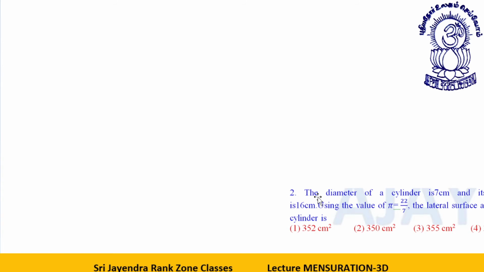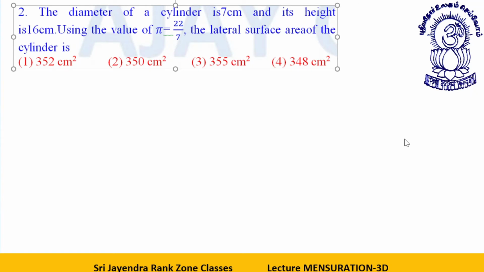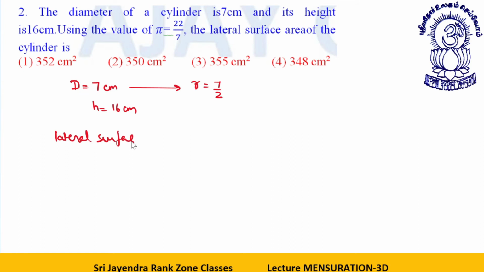The diameter of a cylinder is 7 centimeter. This D is equal to 7 centimeter, or I can say R is equal to 7 by 2, and its height is 16 centimeter. Using the value of pi as 22 by 7, the lateral surface area of the cylinder is, lateral surface area means curved surface area. This is what curved surface area. This is what 2 pi r h.